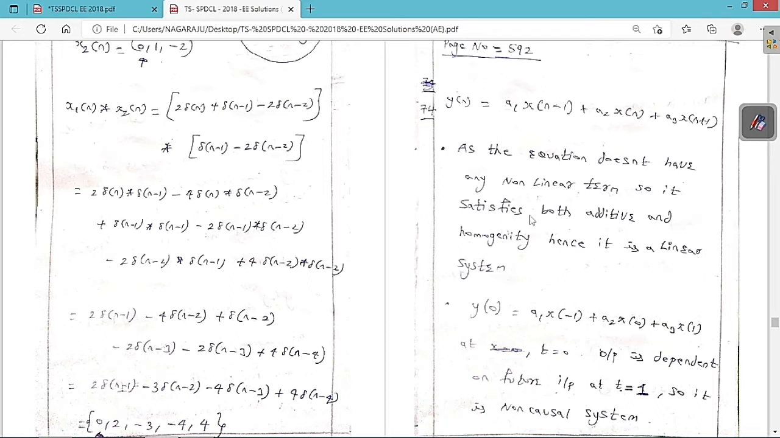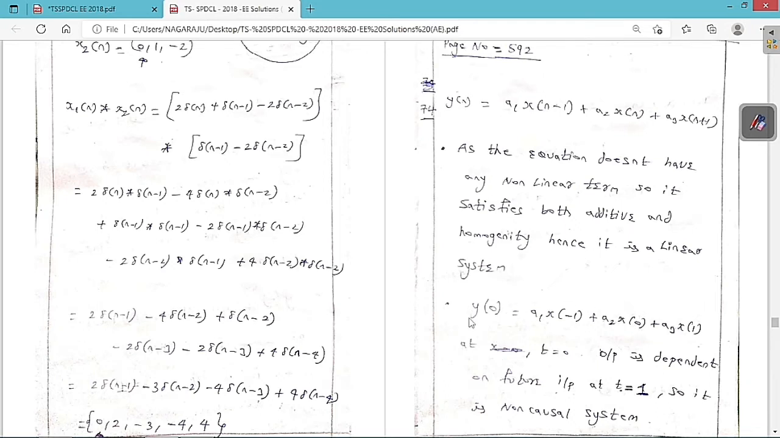Now suppose I want to check the causality property. I want to find the output at n is equal to 0. If I substitute n is equal to 0, then y of 0 is equal to a1 into x of minus 1 plus a2 into x of 0 plus a3 into x of 1. As you can see clearly, the present output is depending upon the future input. Here x of minus 1 is the past input, x of 0 is the present input, and x of 1 is the future input.